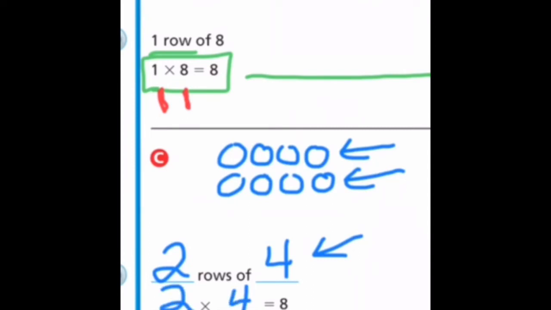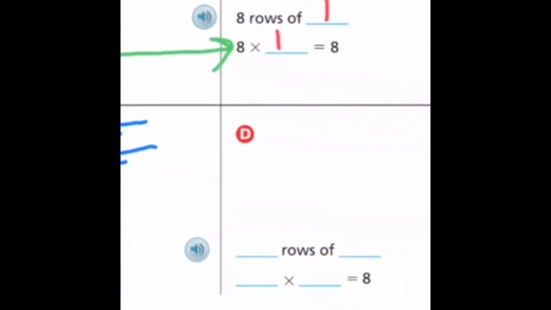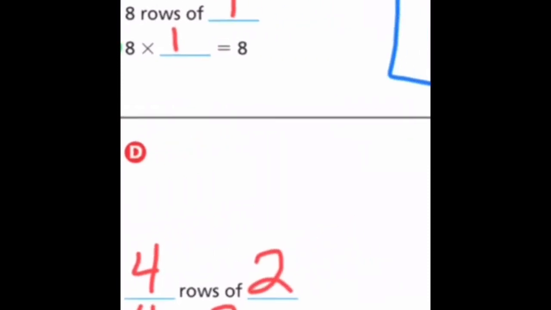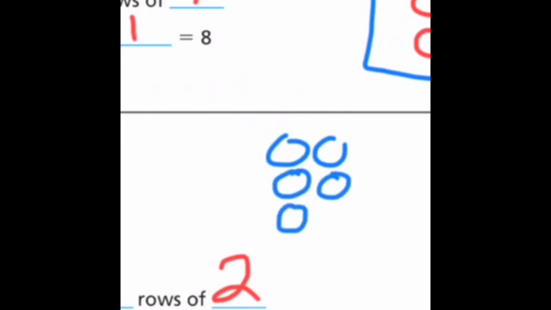And again, I can use the commutative property to switch those two factors around. 2 times 4 becomes 4 times 2, which is 4 rows of 2. And I can draw that picture easily. There's a row of 2, I'm up to a total of 4. Another row of 2, I'm up to a total of 6. And another row of 2, I'm up to a total of 8.